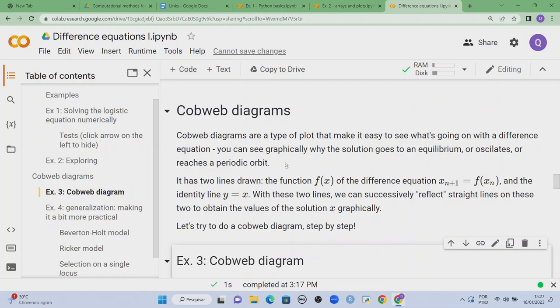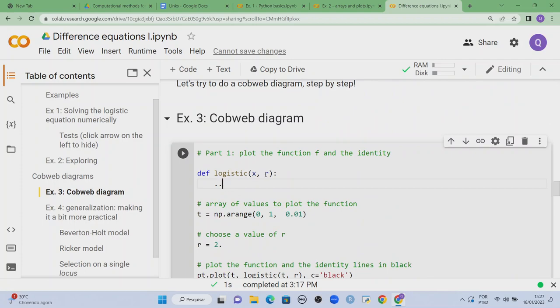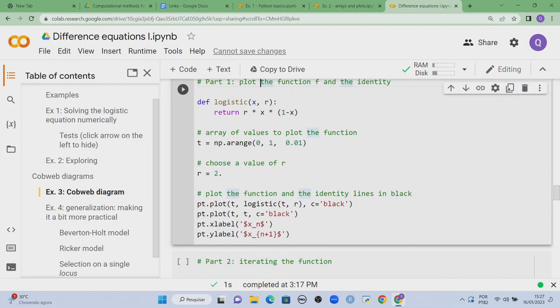Okay, so let me, yeah, here it is. So, okay, let's do this. So I will put here the logistic function. So this is r times x times 1 minus x over here. And here I want to plot the function f. This is the function, and this is the identity. Just plot t against t, you see? So the x and the y are the same, right? So this is the identity, okay?